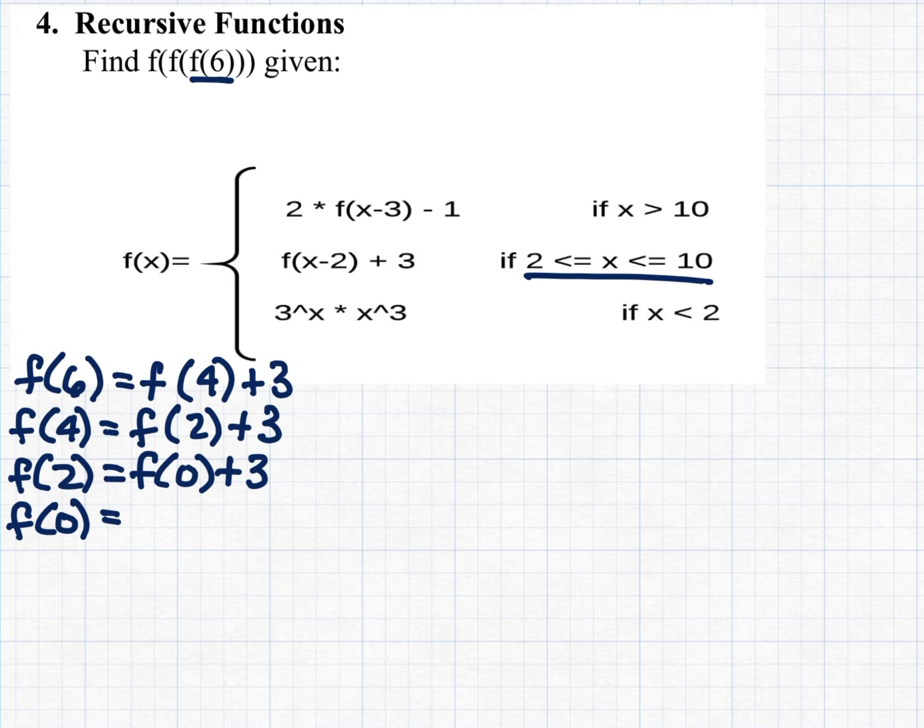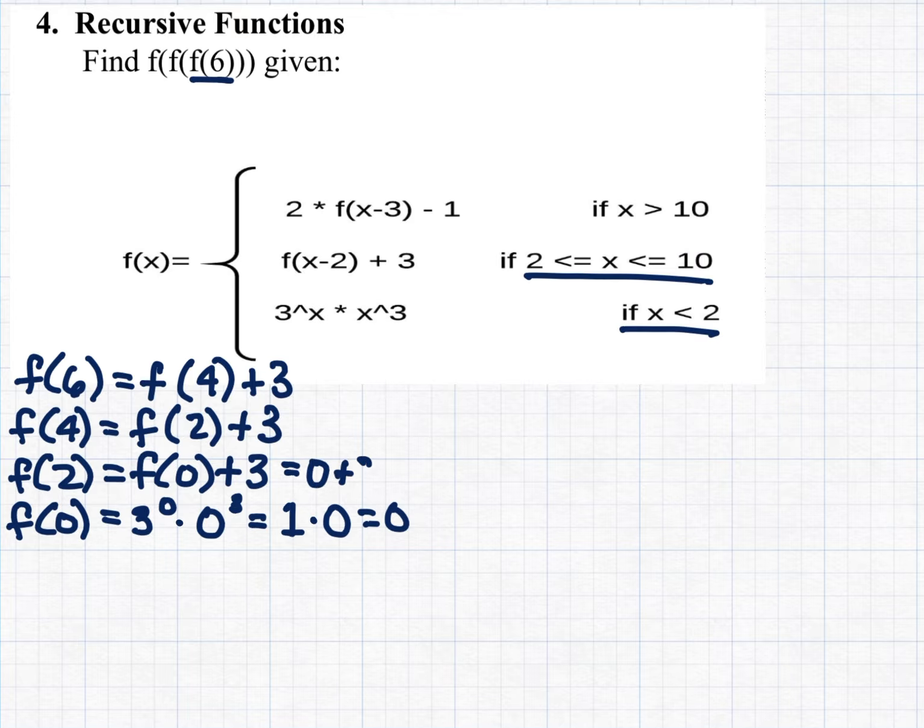between 2 and 10, it is less than 2, so we're going to do 3 to the 0 times 0 to the 3. And 3 to the 0 is 1, but since we're multiplying it by 0, that answer is 0. And that's what we plug in here.